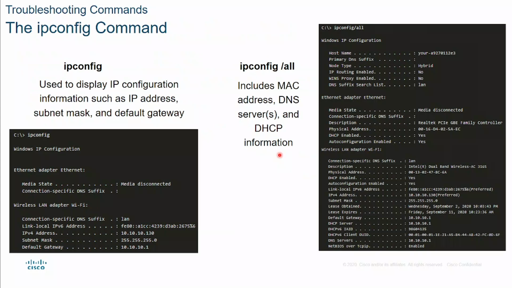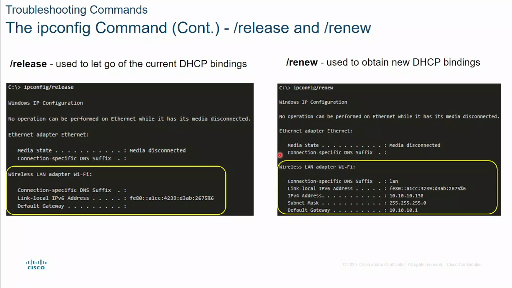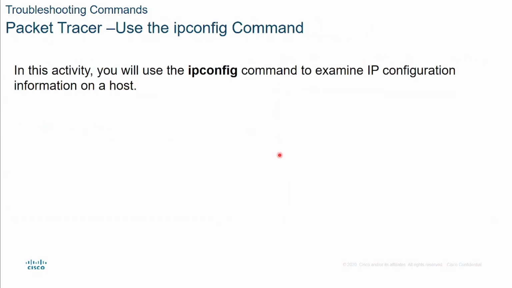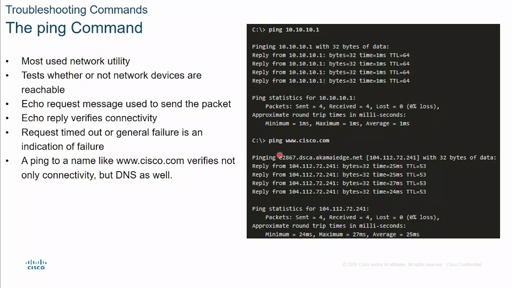So you can say ipconfig. Ipconfig gives you the overall brief wireless information. The ipconfig /all gives you all network information. You can also use the ipconfig /release command to let go of the current DHCP binding. Then ipconfig /renew is used to obtain a new DHCP binding. There are Packet Tracer activities for this.